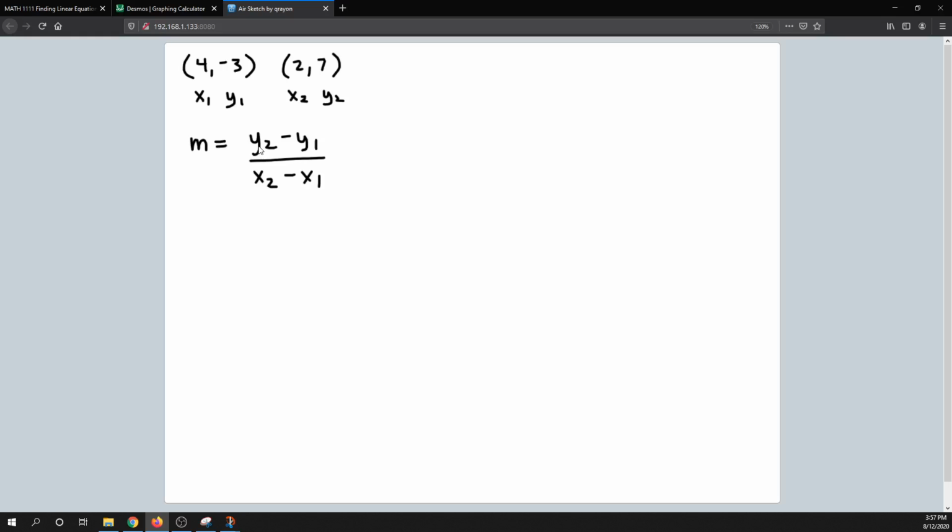Okay. So the slope formula, right, is y2 minus y1 over x2 minus x1. And since I have my points labeled, right, I can just easily pick off the numbers that I need, right? So y2 is 7. y1 is negative 3. So that would go on the top. And then x2 is 2 minus x1, which is 4. All right.